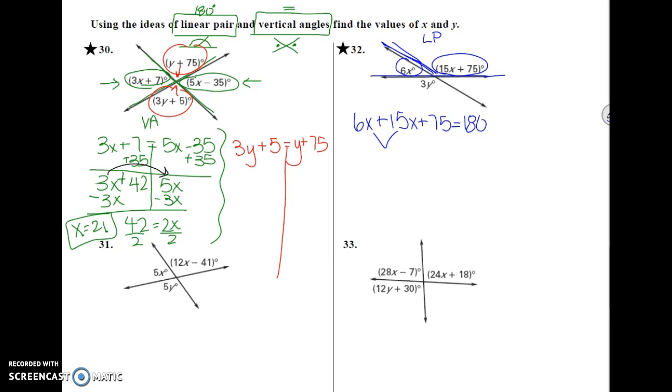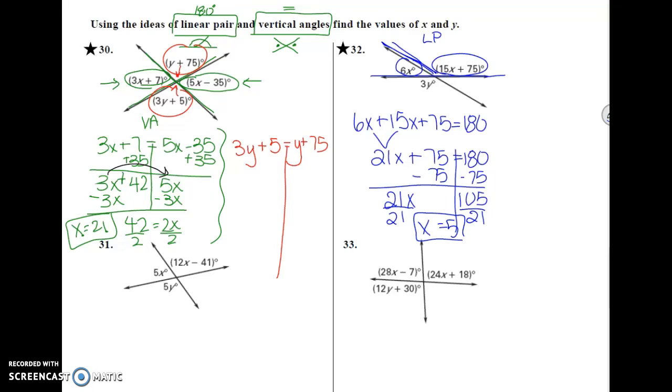Adding like terms, 6 and 15 make 21x. Minusing 75 from both sides. 21x is equal to 105. Divide by 21. And I get x equals 5.